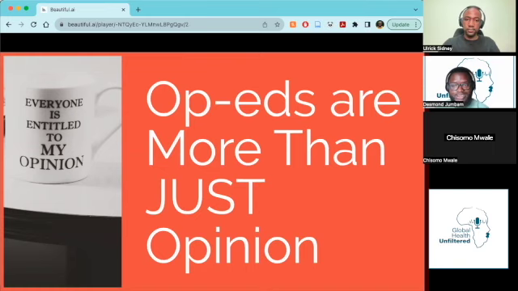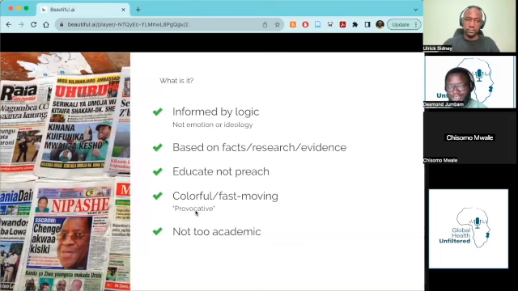your readers, right? So again, this is what an op-ed is. It's informed by logic, not emotion, not ideology. Even though it may be informed by your own experience, right? Emotion cannot just be the main driving force of your opinion piece. It's based on facts, research, evidence. It's written to educate and not preach, right? You don't want to preach about your particular view, to preach about your ideology to others. People don't like to read those types of articles, right? So you write to educate.